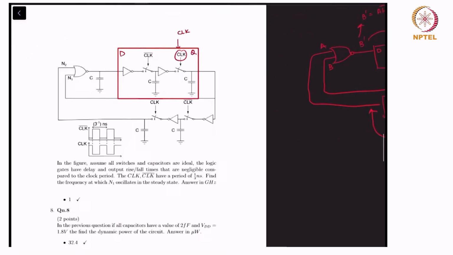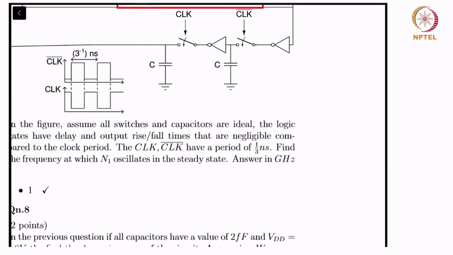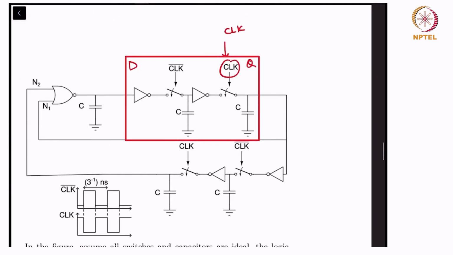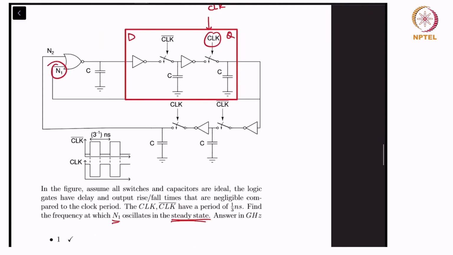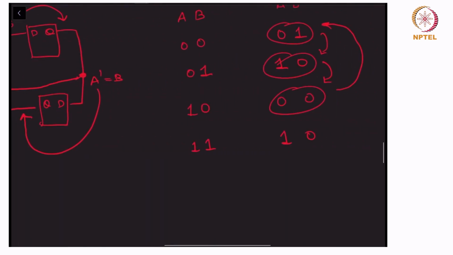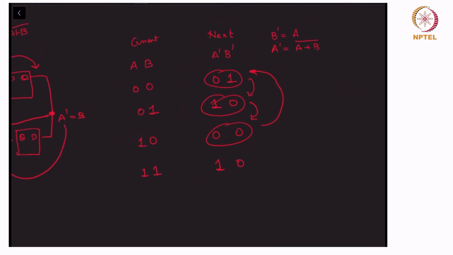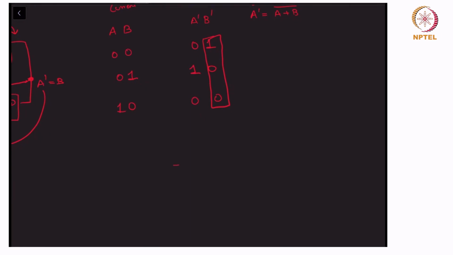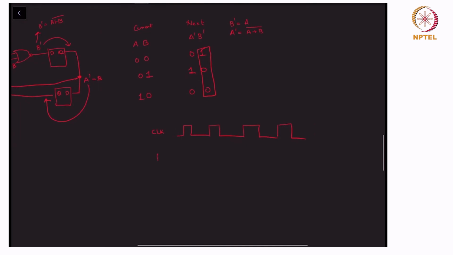And so the question we have asked: what is the frequency at which N1, which is just the B input, oscillates in the steady state? So you can see that N1 oscillates, so the frequency of B will be simply this period, since we are not taking the transient anymore, it's the steady state. So I'm plotting the clock.